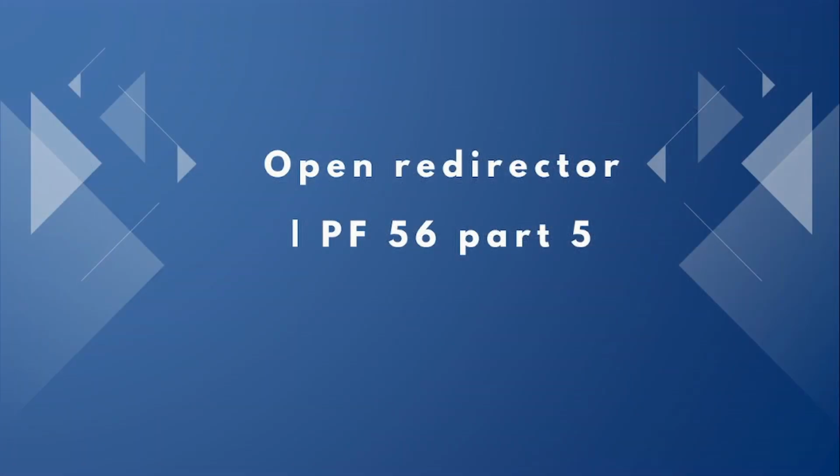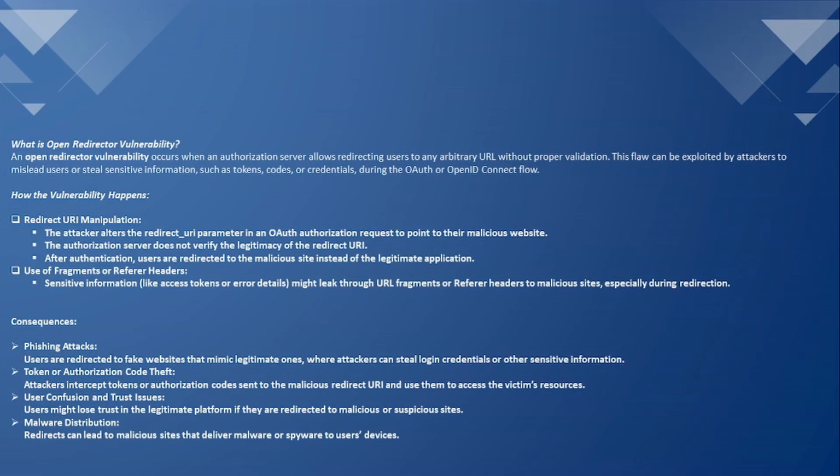PA56 part 5, that is the last section of this authorization server availability, and in this section we are going to talk about open redirector. So what is open redirector vulnerability? An open redirector vulnerability occurs when an authorization server allows redirecting users to any arbitrary URL without proper validation.